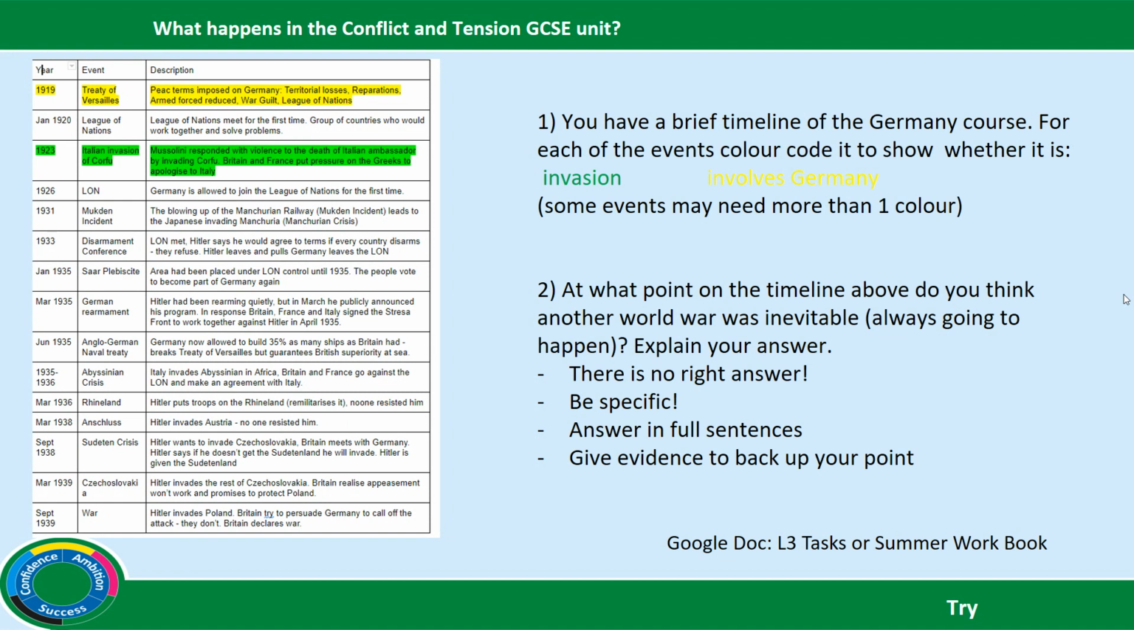Then your second task is, at what point on the timeline do you think another war was inevitable? So when was war always going to happen? Again, there is no right answer. Be specific. So if you think a war was always going to happen in, say, 1933 at the disarmament conference, or maybe you think that actually it was March 1938 when Hitler invaded Austria, then you need to make sure that you tell us that on the document. You need to explain your answer in full sentences, ensuring that you are giving evidence to back up your answer.